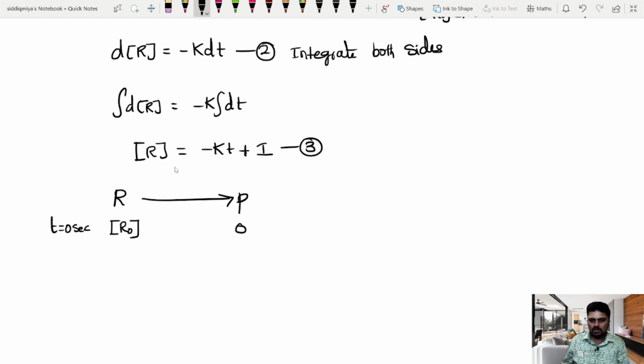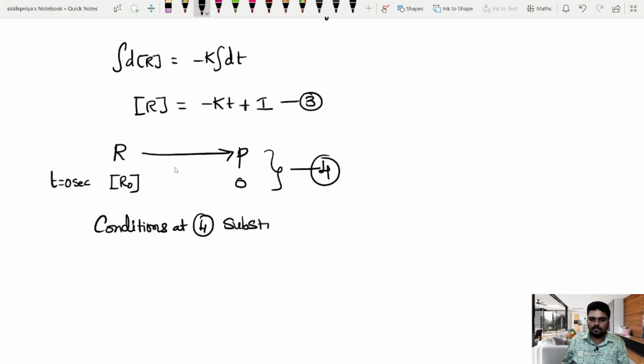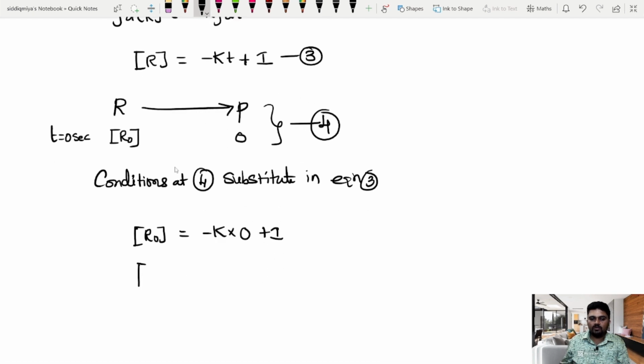So products won't form at time 0. Okay, so this is equation 4. Equation 4 is only conditions, not an equation. Conditions at t = 0, substitute in equation 3, then what will happen? R at time 0, R is R naught minus k into, what is the time here? 0 plus I. So R naught is equal to I, you are going to get.